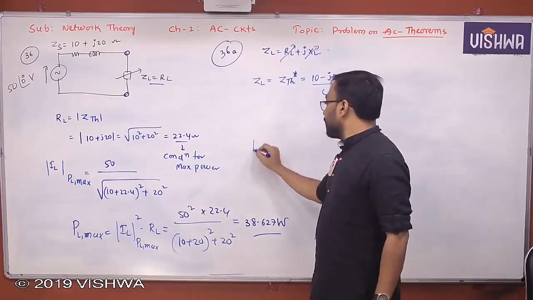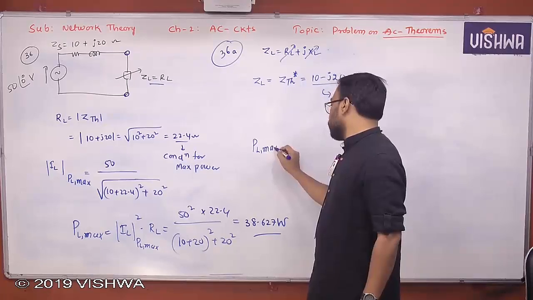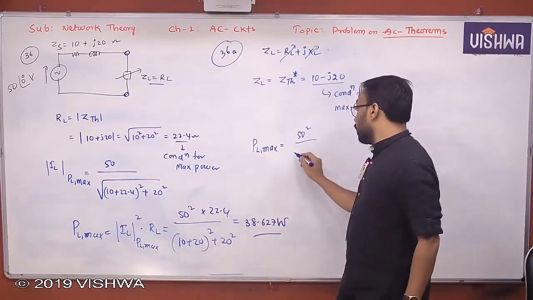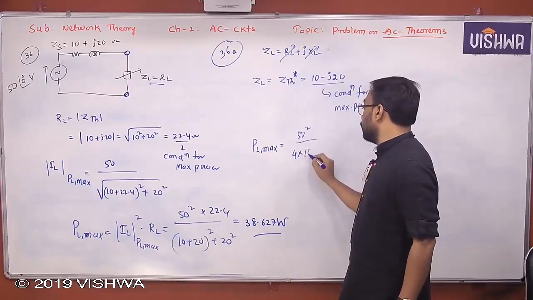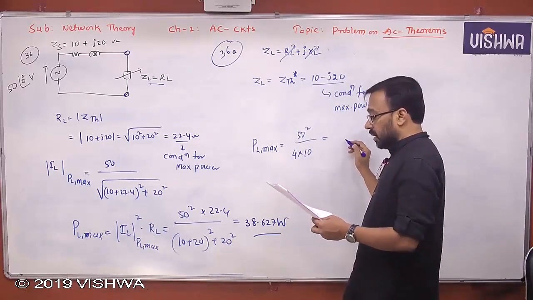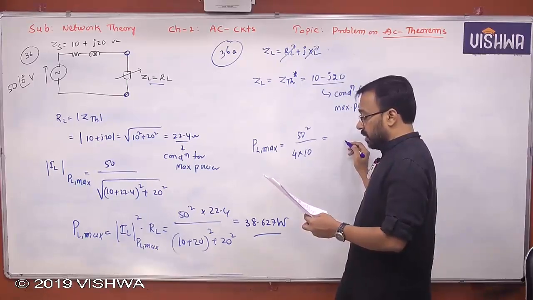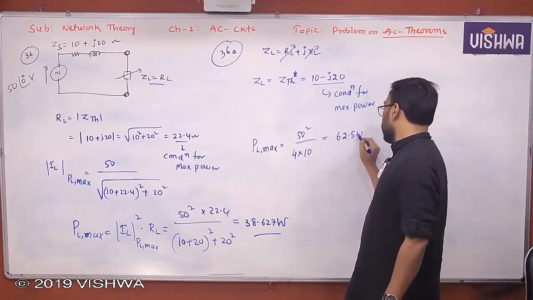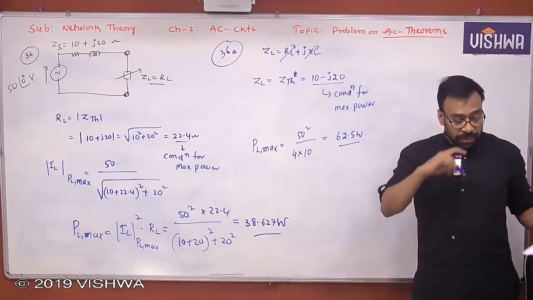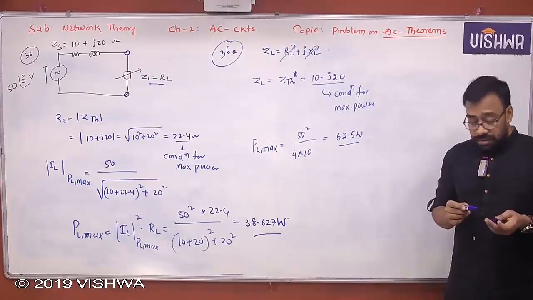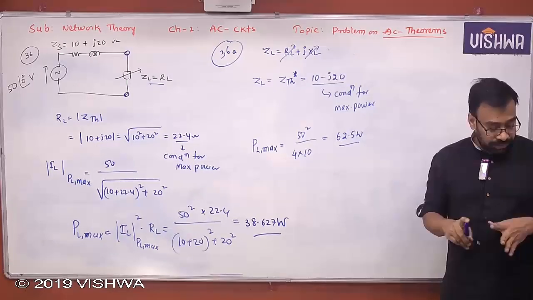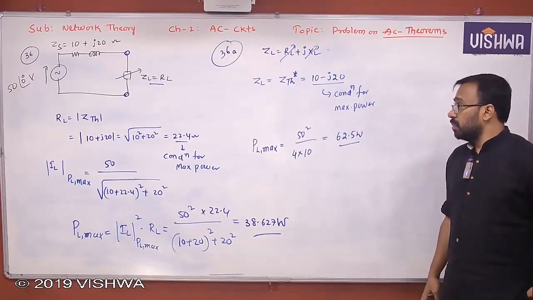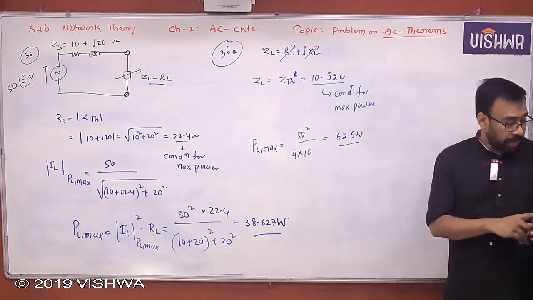Now what is PL max for case 2? You know very well: VTH square by 4 times RTH. That is 50 square by 4 times RTH, already VTH is known. What is the RTH value now? 10. So the value becomes 62.5 watt. This is how you solve it. Please note down that. They're all simple problems. We stop the session, and in the next session we discuss some more important problems on different varieties, which are asked in GATE also.